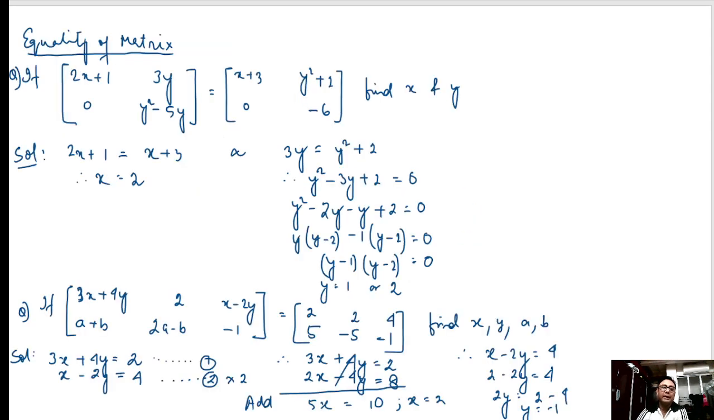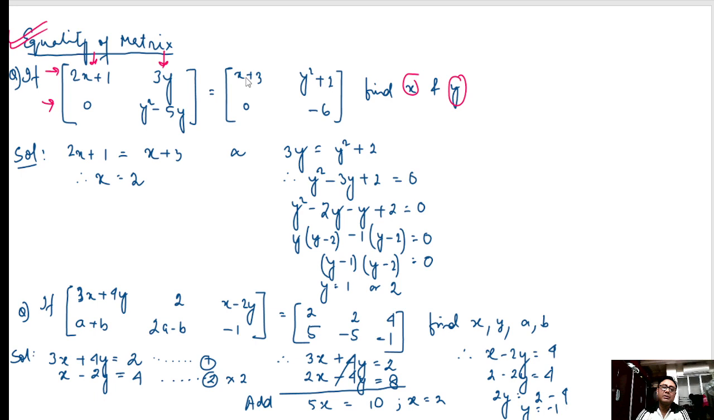So let's move ahead. The first topic we will be doing is equality of matrices. See, this is one matrix. It is a 2 by 2 matrix, 2 rows and 2 columns. This is equal to another 2 by 2 matrix. So find x and y.